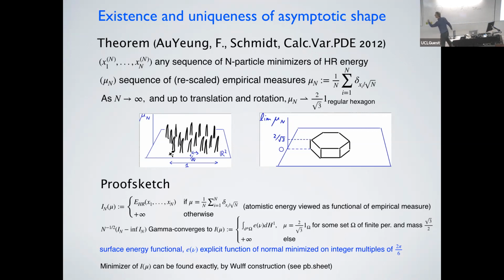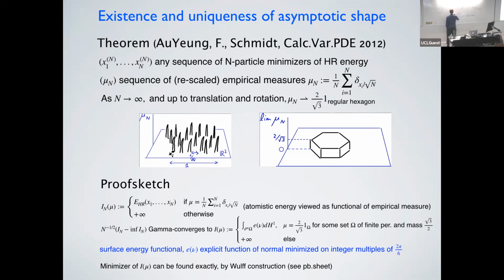The formula won't help you, but if you take the normal with respect to the lattice orientation, the angle of the interface with respect to the lattice, and draw it here, then you get a surface energy which looks like this. It goes 0, 2 pi over 6, and so on.